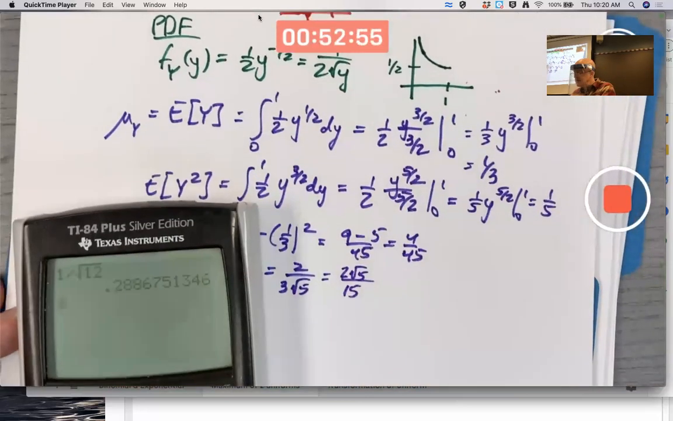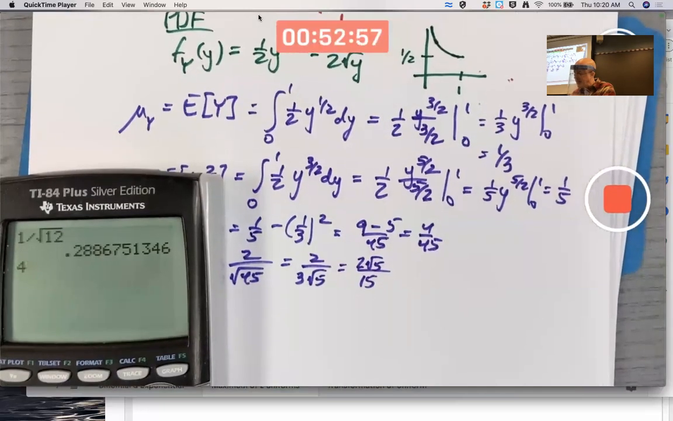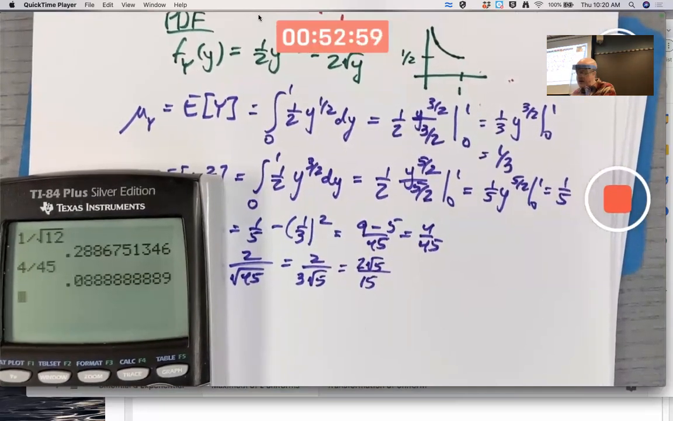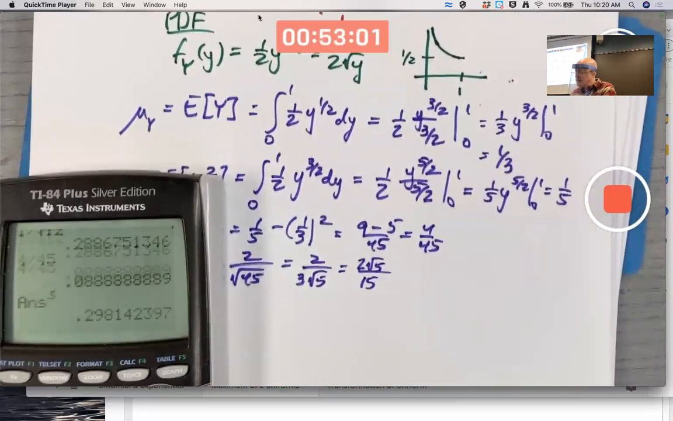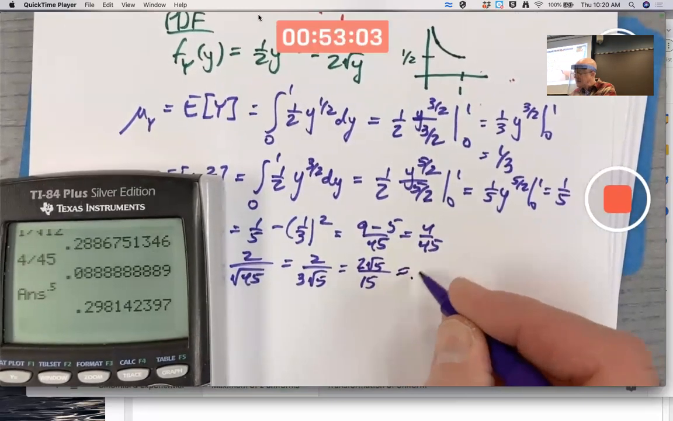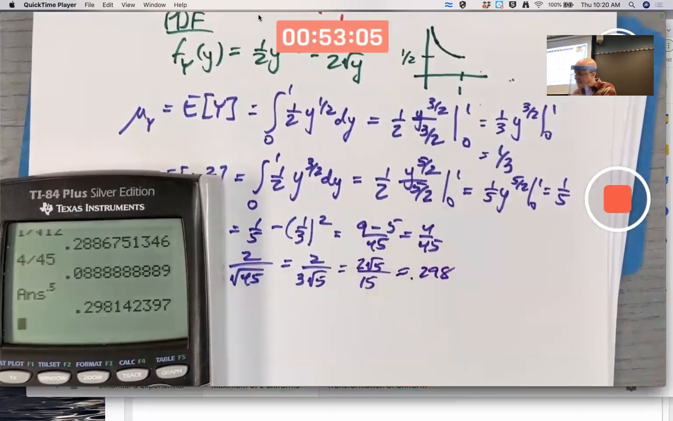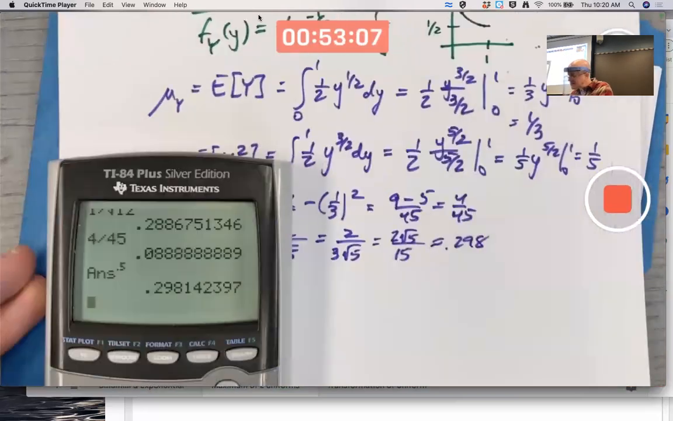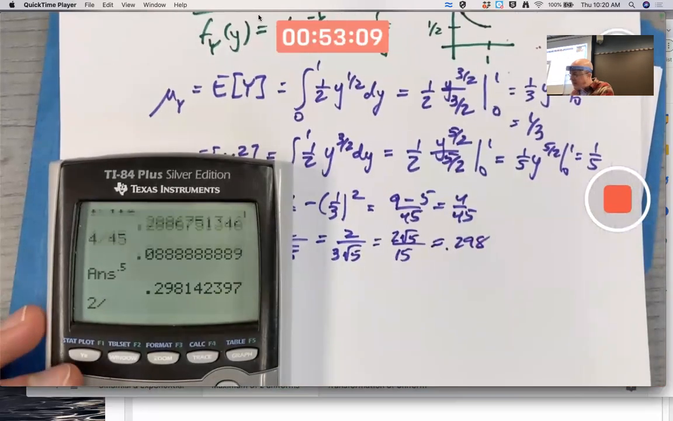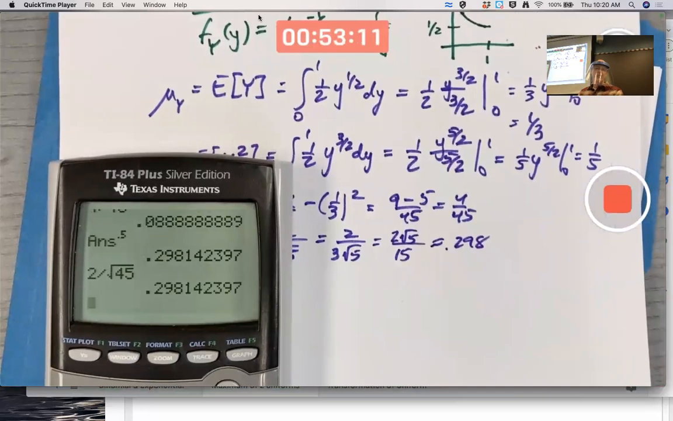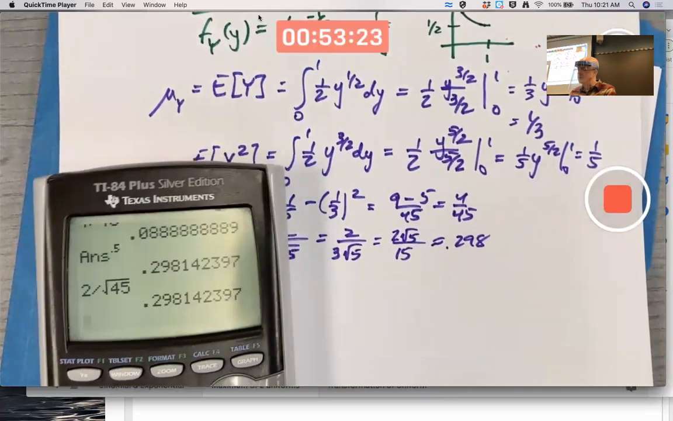Anyway, there's the variance, take its square root. It's about 0.298. You can confirm it like this as well. Not the same variance as the other example, which I guess you would think that probably would happen. Yeah, the means happen to be the same, but the variance and standard deviations are different.